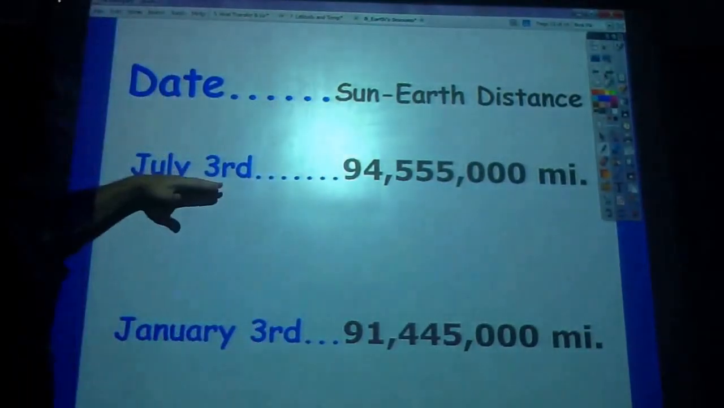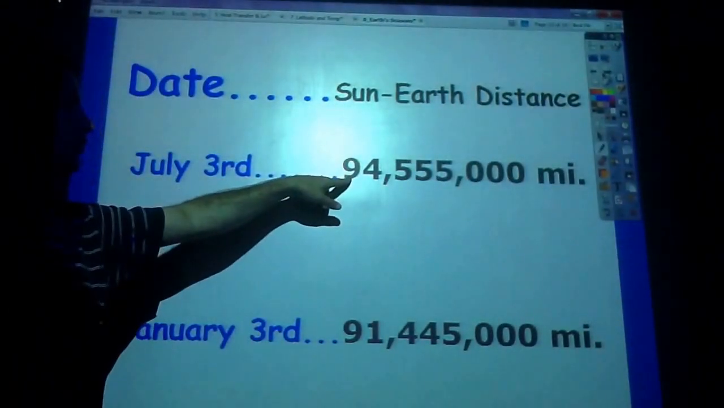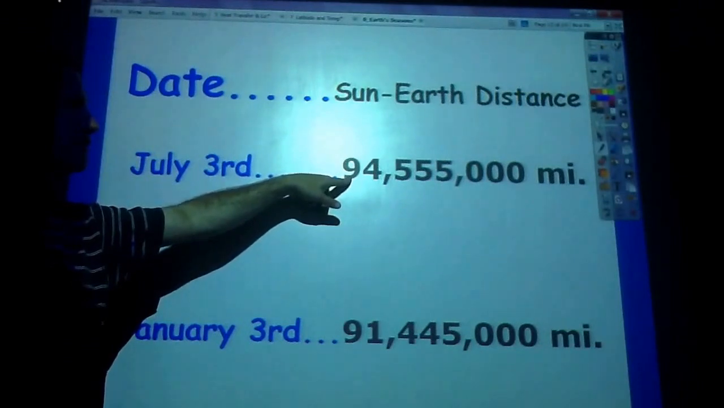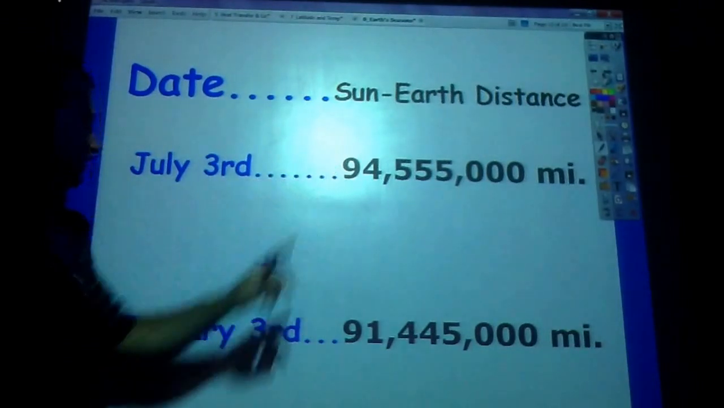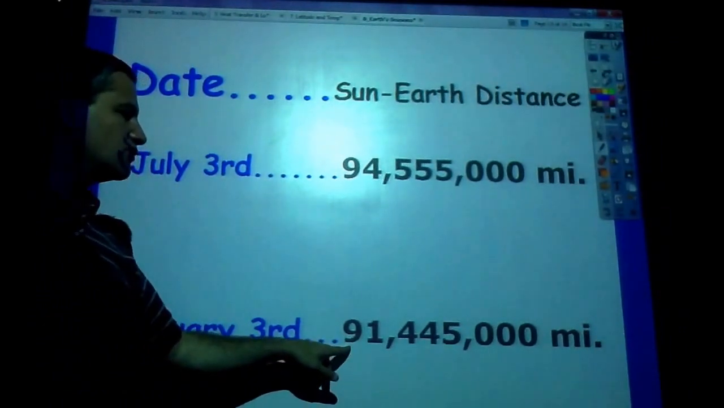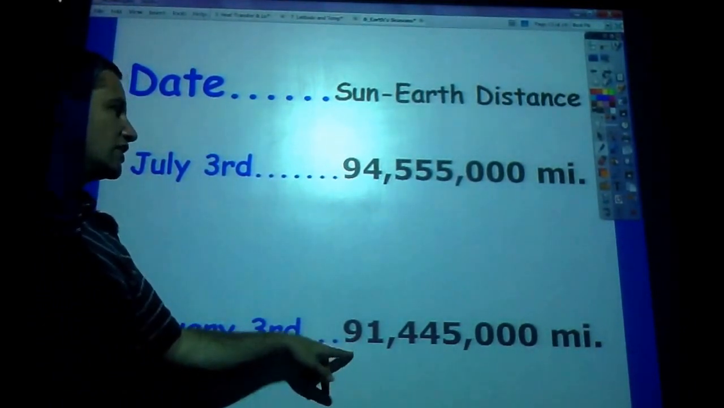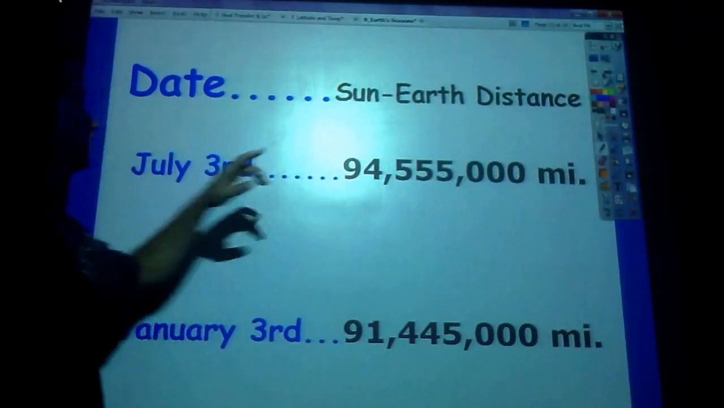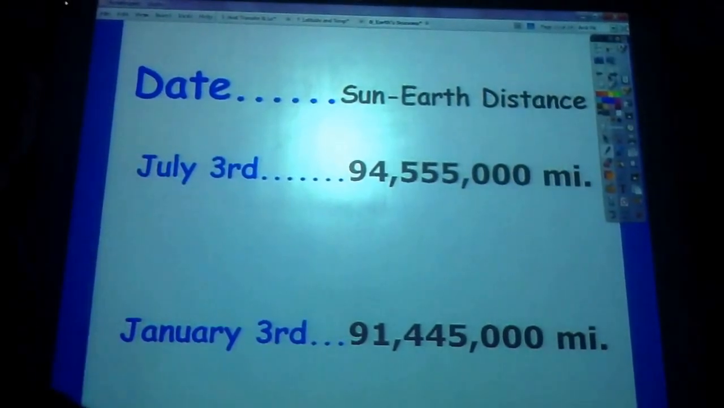It turns out that on July 3rd, we were 94, close to 95 million miles away from the sun, and on January 3rd, we're 92 million miles away from the sun. So we're actually farther away from the sun in July during our summer.